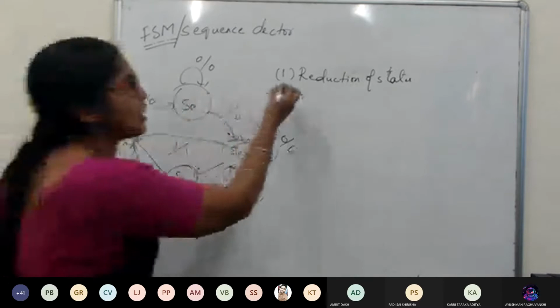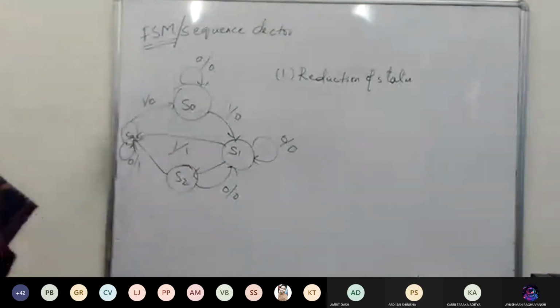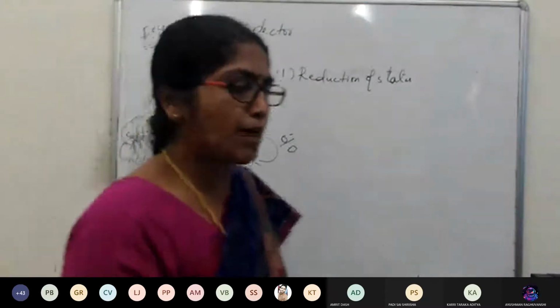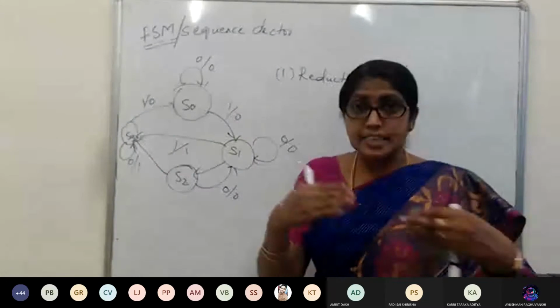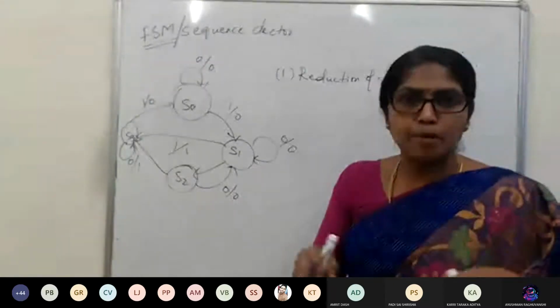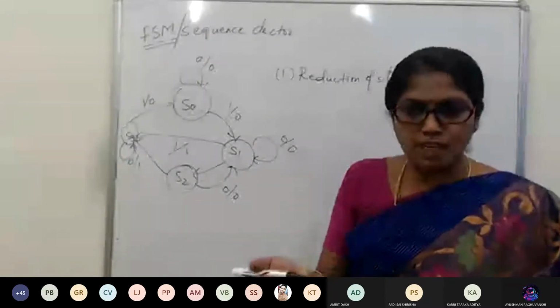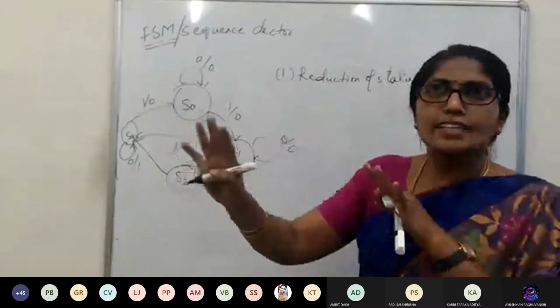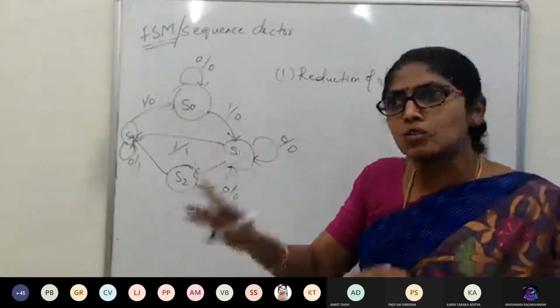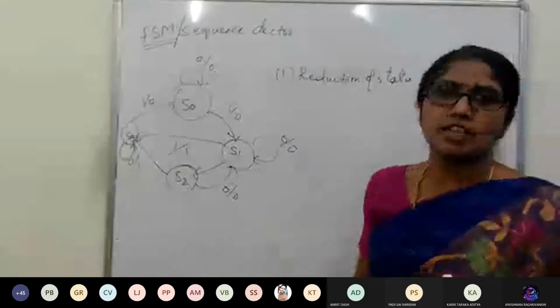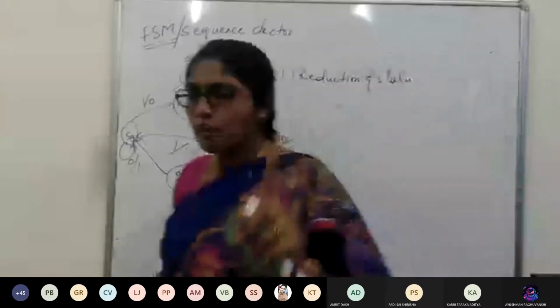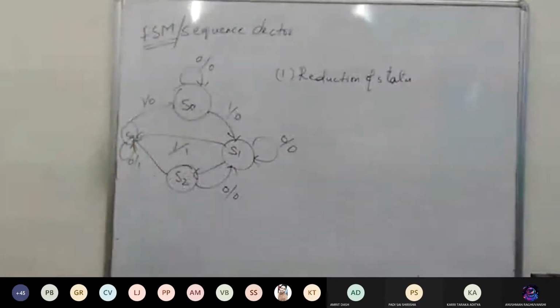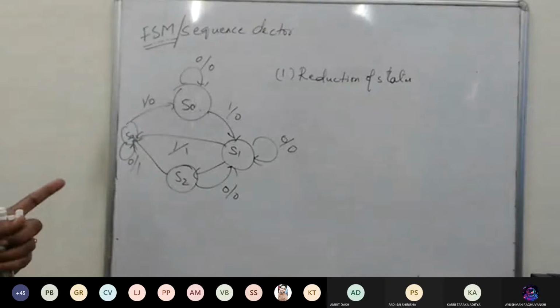Hence we will say that is the first step. And what is the benefit of that? If the states are reduced, the hardware implementation will be reduced. That means the number of flip-flops can be reduced. So we can say the hardware implementation will be reduced once the state reduction happens. So the first step is the state reduction.